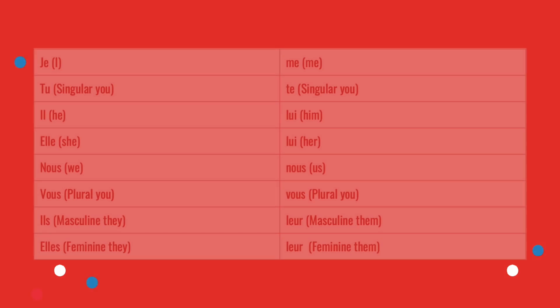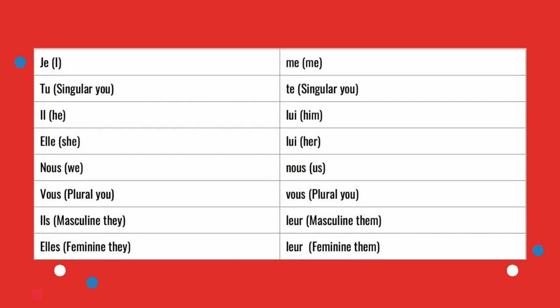Now, when you want to replace the à moi, etc., what do you say? You say me for à moi, that's me. You say te for the singular you. You say lui for him. You say lui for her. Yes, that's the same. You say nous for us. Vous for the plural you. So these ones are the same as the pronoun, the subject. But for the il and elle, you say leur. Okay, leur.